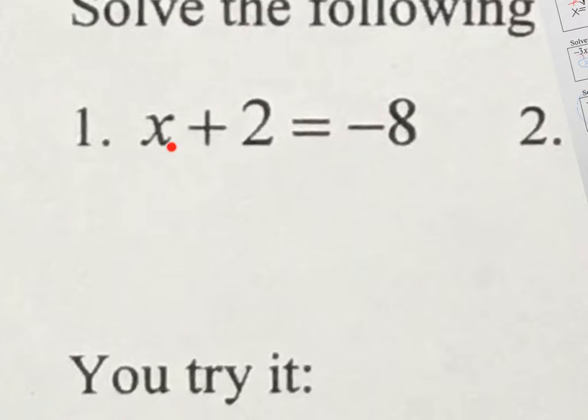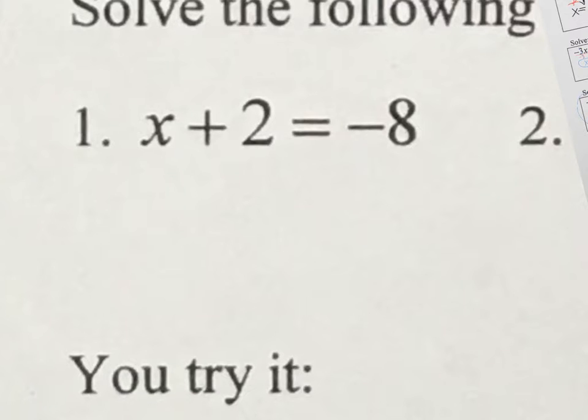If you look at the left side, is there any distributed property there? No. Is there any combining like terms there? No. How about the right side? No, that's just an integer. That's negative 8. It's simple. There's nothing to do. Later on, next week, we're going to have to do distributed property and combining like terms before trying to isolate the x. Right now, we're just jumping to the second step, which is get x by itself on one side.